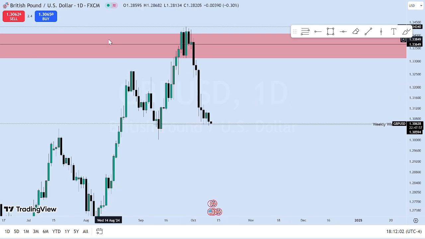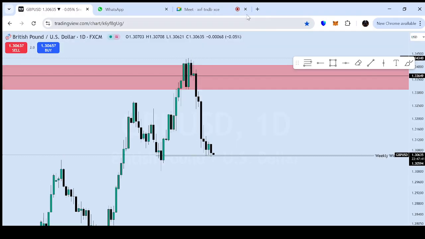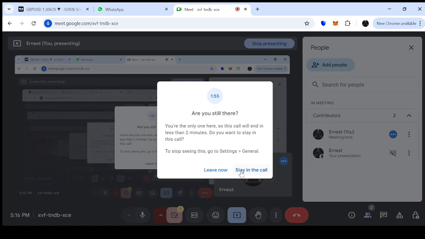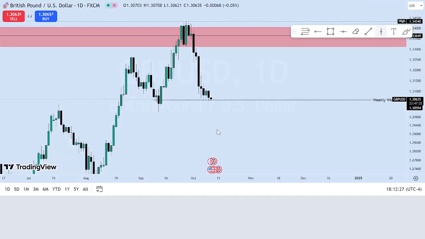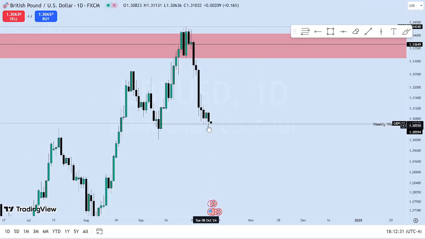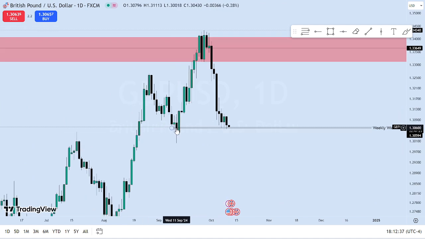Here on the daily chart, you can see we traded today to the weekly wick, 50% of it, the wick that touched it. You can see how we are trading. Here is our order block, the last bearish close candle, which stands as the order block.